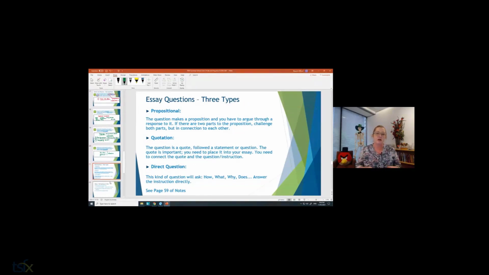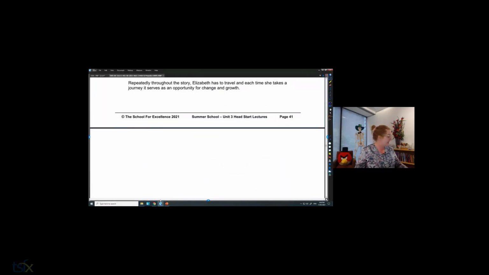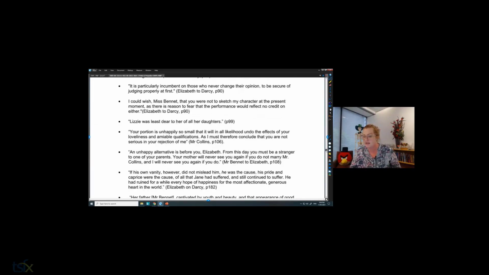Now, there are three types of essay questions. I'm sure that you know this already. Propositional, quotation, and direct question. The easiest way to talk about the difference between these is to have a look at some essay questions. So let's jump to the essay questions that are in the booklet. Pardon me, I've got the old scratchy throat going on. Page 59. So can you turn to page 59 of your handout, please?